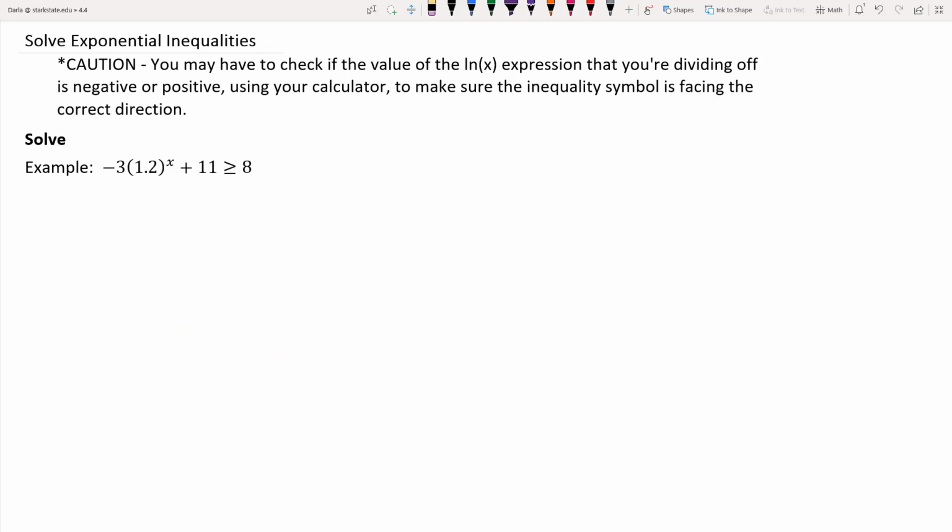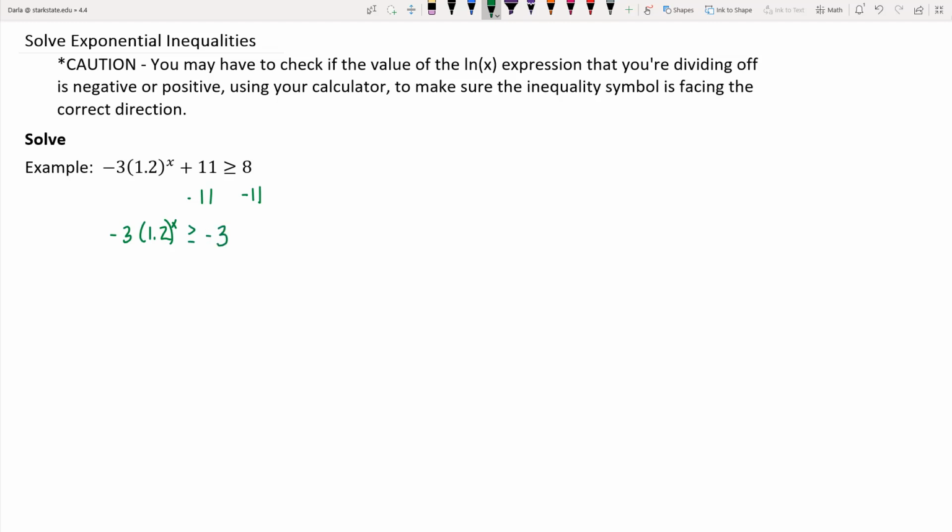Let's go ahead and take a look at our next example. So we need to go ahead and isolate our exponential expression 1.2 to the x. So we're going to start off by subtracting 11 from both sides. And that gives us negative 3 times 1.2 to the x power is greater than or equal to negative 3.